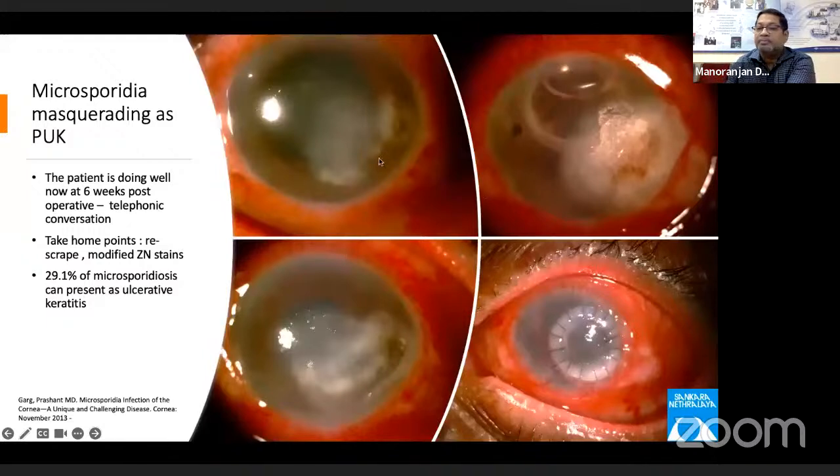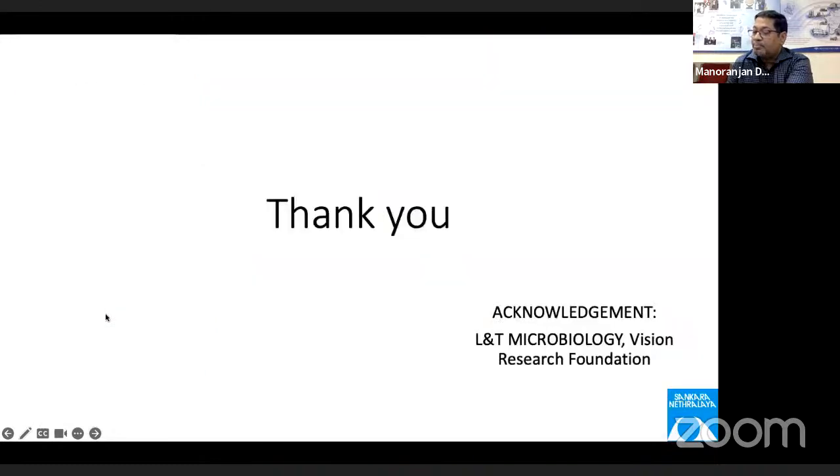So this is a sequence of events from his presentation to the patch graft. At 6 weeks post-op, the patient is doing well. He is awaited for his clinical examination. Take-home points would be the decision to rescrape based on our clinical judgment and to ask for specific modified stains when we have the suspicion of microsporidiosis. And also to keep in mind, 29.1% of microsporidiosis can present as ulcerative keratitis. Thank you. Special acknowledgement to our L&T Microbiology Vision Research Foundation.